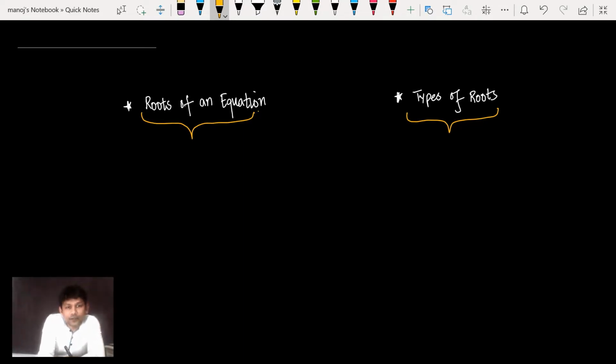Today we are doing quadratic roots. This is a very important topic about the roots of the quadratic equation and how we can find the types of roots and the roots of an equation.